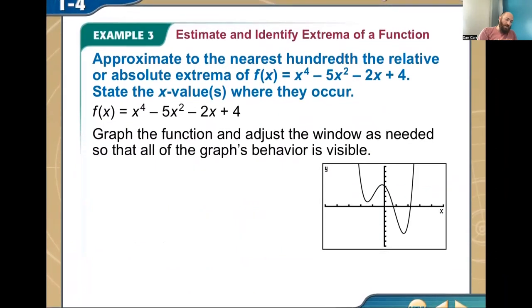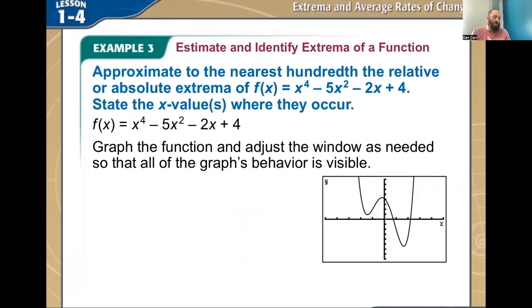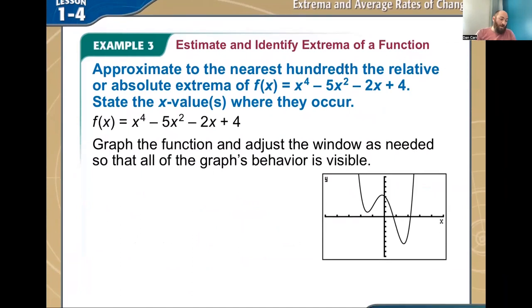All right, we want to look at this one again. Here you got one more. Approximately to the nearest hundredth, find the relative or absolute extrema of f of x equals x to the fourth. State the x values where they occur. Again, we need to use graphing on this one. It's very difficult to see this on here. We're not going to be able to solve for it. So we want to graph the function and adjust the window as needed so that the graph's behavior is visible. So I'm going to go ahead and go back to my Desmos. I'll be right back on that one.